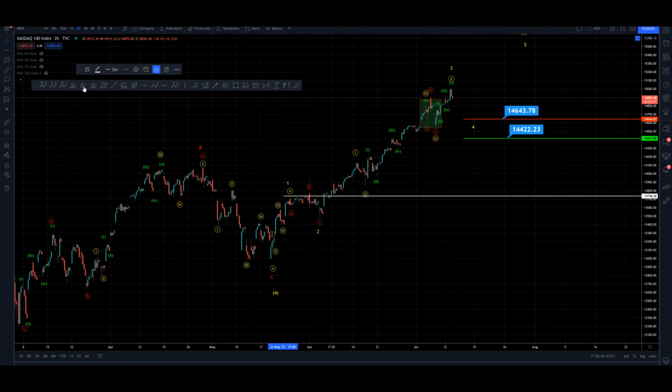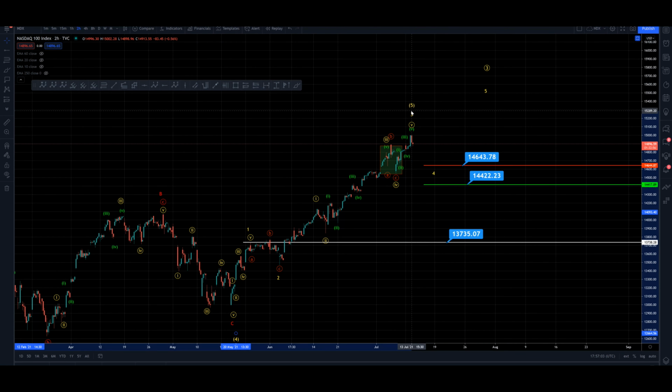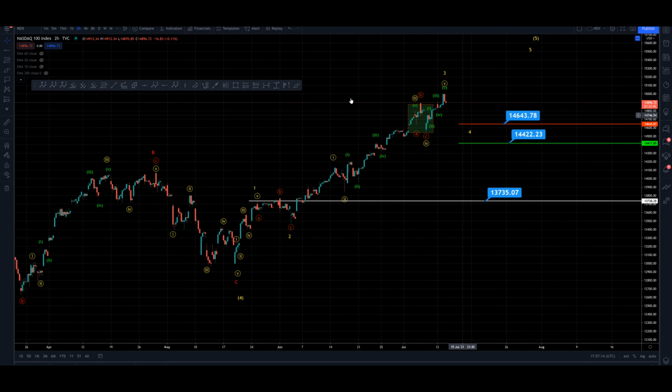We would not expect to go beyond this unless we've completed something more significant. If we do, then we can start looking at the possibility of having completed something more significant. In this case, the argument would be that this was 3, this was 4, at a minor degree, completing the 5th, completing the 3rd, and a more substantial correction is now underway. But very early days here. We've just got a small red candle here on the 2-hour chart. Far too early to start calling that yet.